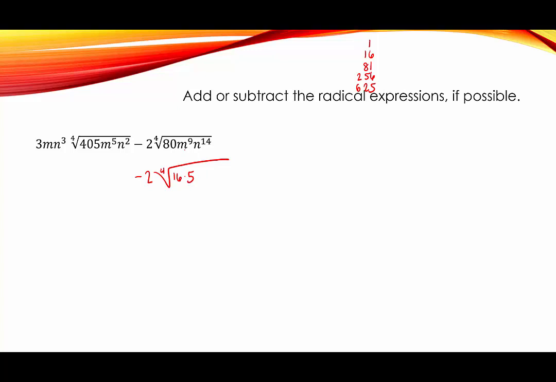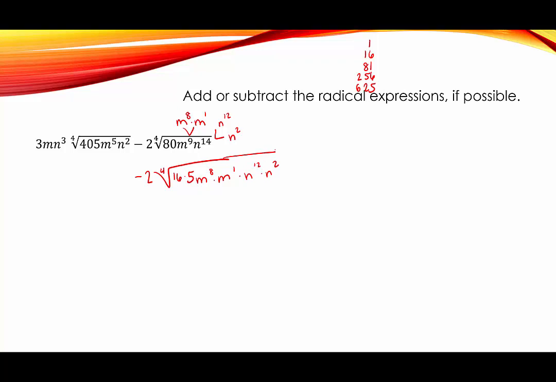Now I want to write m to the 9th as m to some multiple of 4. That would be m to the 8th times m to the 1. That way I can just take that power of m. And then n to the 14th, I'm going to think about as being n to the 12th times n squared. Eek, this one's getting away from me.